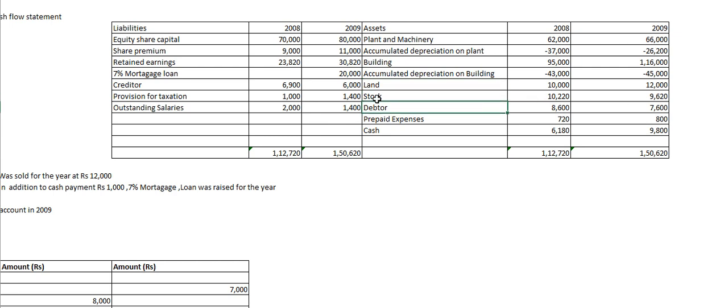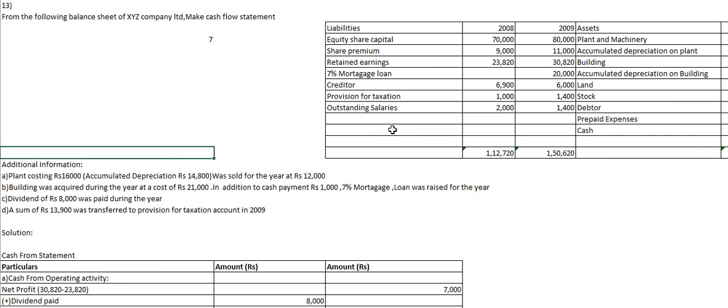Debtors has also decreased, so you will add it. Prepaid expenses has increased, so you will minus it. And cash balance, you will take it as opening and closing balance in your cash flow statement. Moving on to the adjustments.